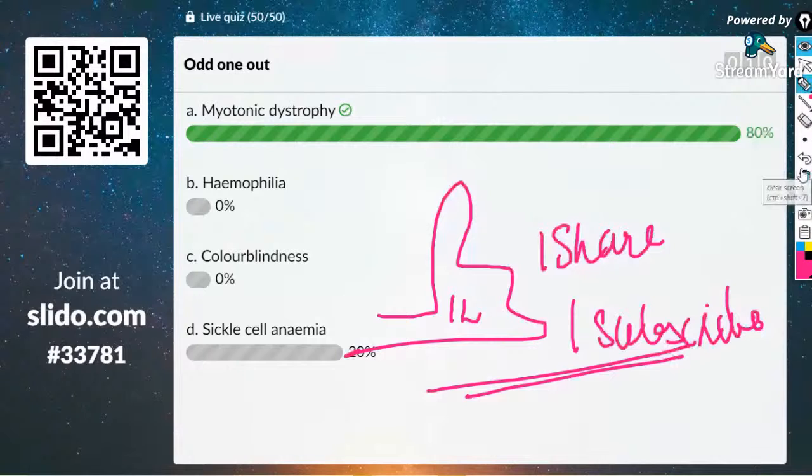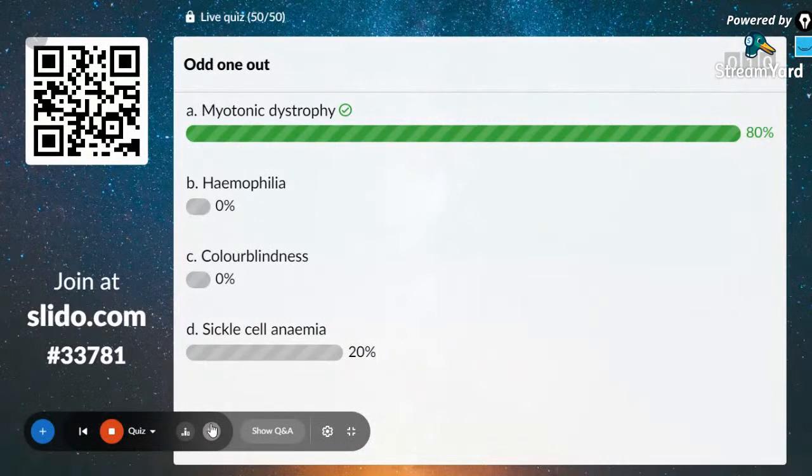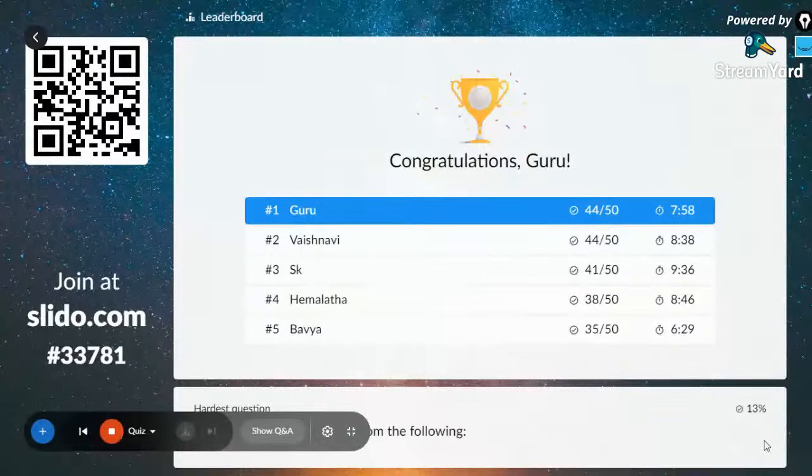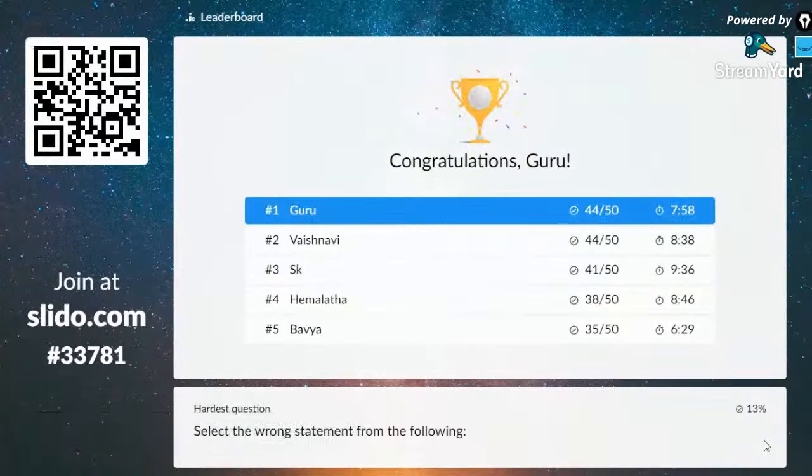Leaderboard for the day one biology revision on the screen. Very good, Guru. 44 on 50 in the very first position. Next, we have Vaishnavi. Oh my God, just a small time difference. 7 minutes 58 seconds for Guru. Vaishnavi 44 on 50, she took 8.38. Then SK with 41 out of 50. Hemalada 35 on 50. Bhavya with 35 on 50.